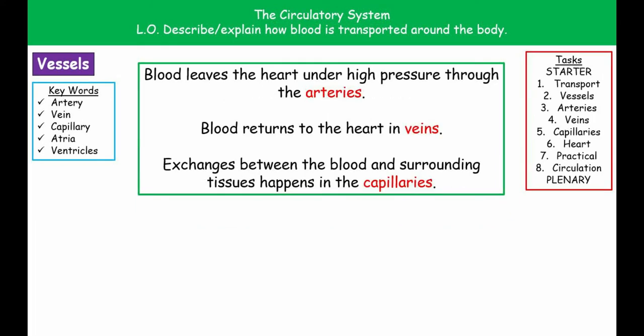Let's check those then. So our first one, blood leaves the heart under high pressure through the arteries, blood returns to the heart in veins, and exchanges between the blood and surrounding tissues happens in the capillaries. So I always think an easy way to remember which one is taking the blood away from the heart is just link the word away and arteries. So A for away, A for arteries, always taking the blood away from the heart there.